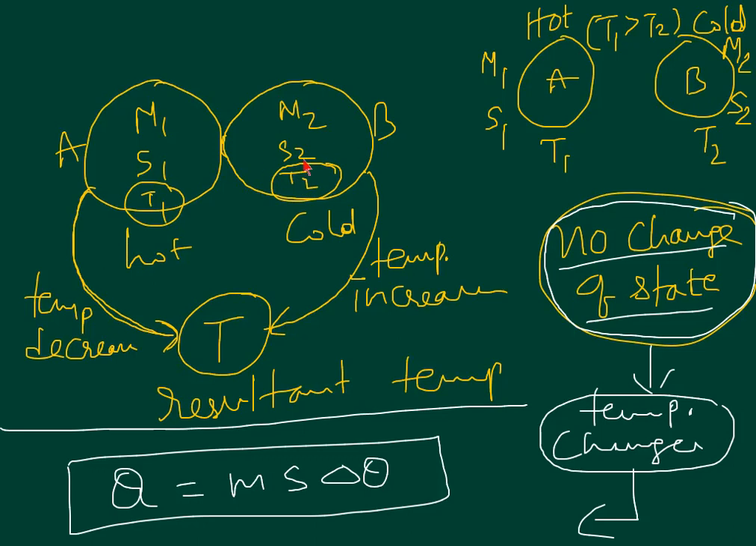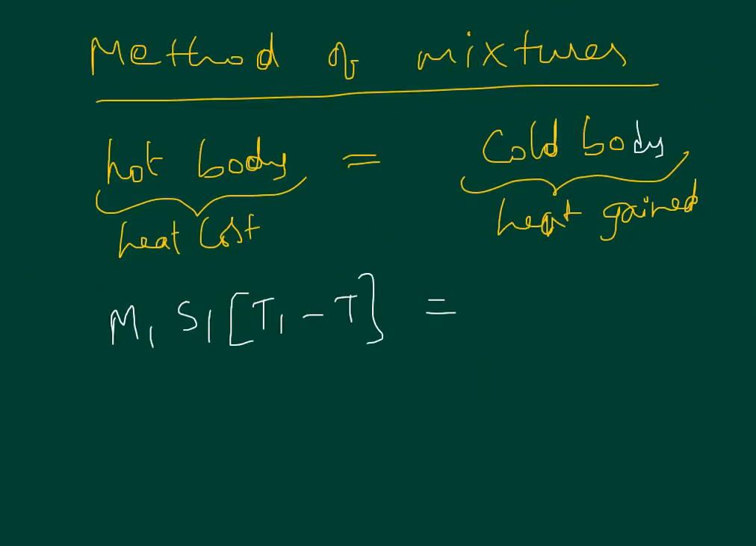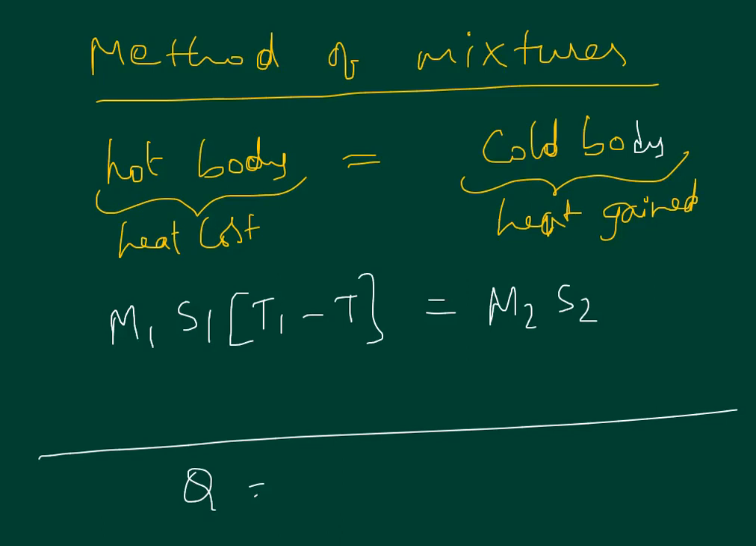Because it's a cold body, it gains heat. By gaining heat, what will happen? Temperature increases. So I am writing now the formula as M2 S2. Because I know the heat formula as Q is equal to m s delta T, m s delta theta or delta T. I can write anything, no problem. That is not an issue. So anything we can use, no problem.